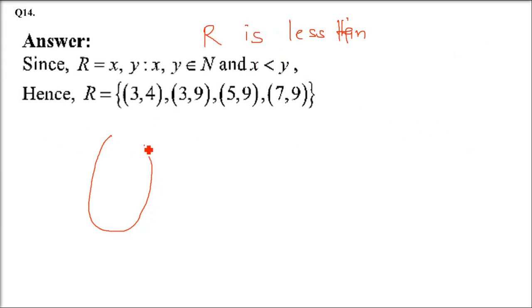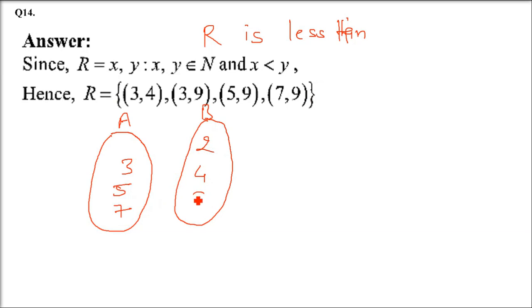It's always advisable whenever you do this, make a set form. Then it becomes very easy. Geometrical form. Since we have A and B two sets, A cross B we are going to take, and the relation will be picked from here only. So 3, 5, 7 is there, 2, 4, 9 is there. So first value has to be less than second.